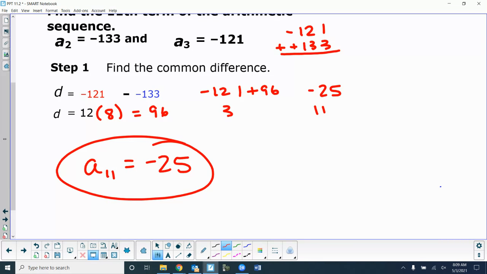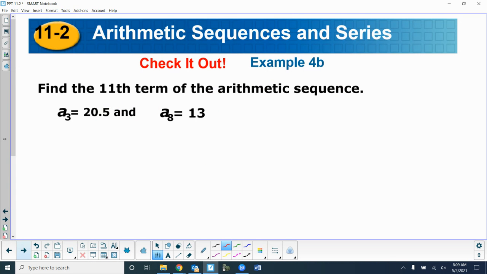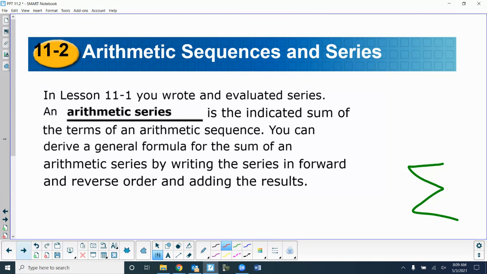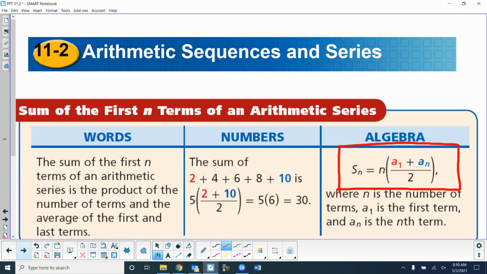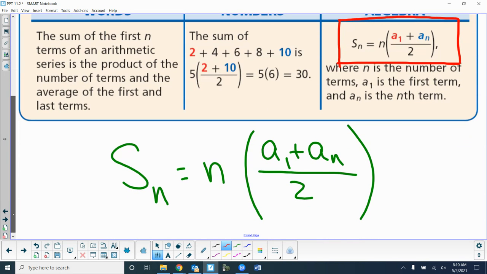All right, let's do the series stuff. Remember in our quiz last week, we had that sigma symbol? That meant we had to add them up. We're going to do the same thing here. We're going to have a formula for these. So an arithmetic series is the indicated sum of the terms of an arithmetic sequence. You can derive a general formula for the sum of an arithmetic series by writing a series in forward and reverse and adding the results. But all you got to do is learn the formula.